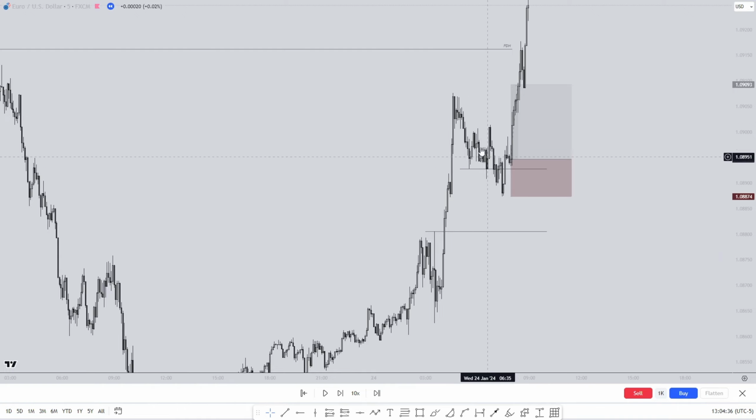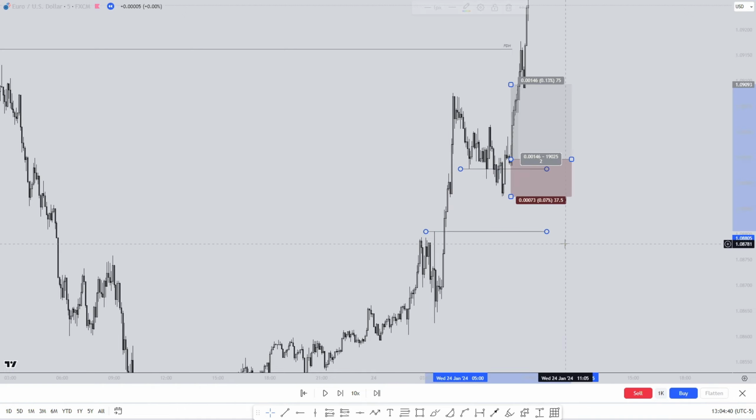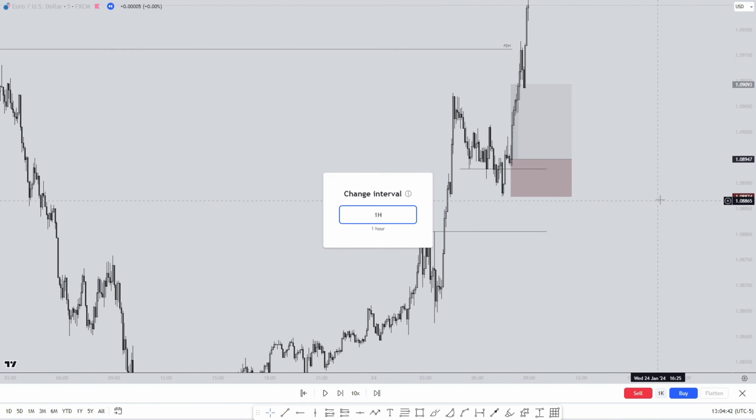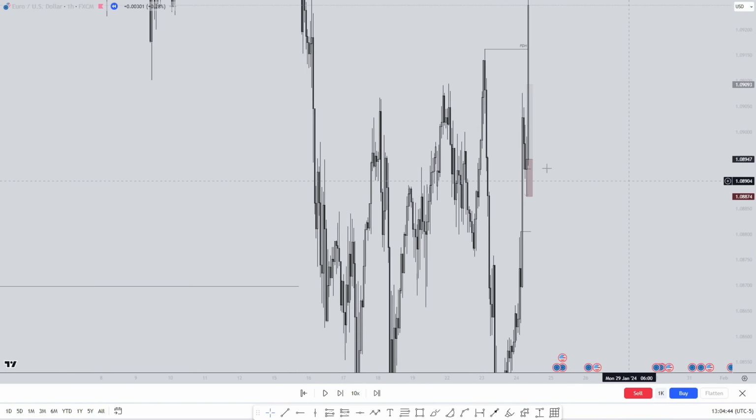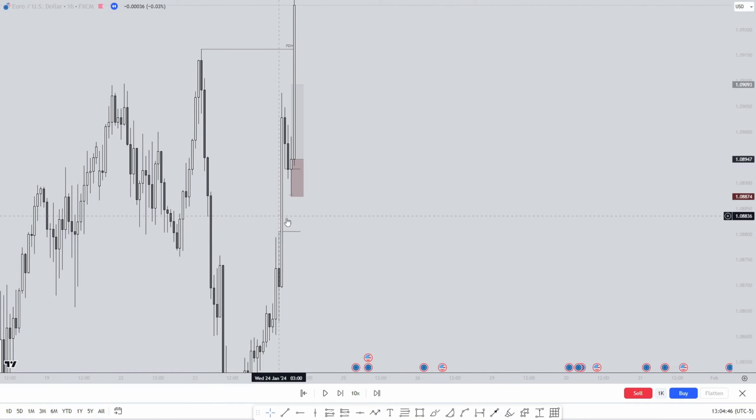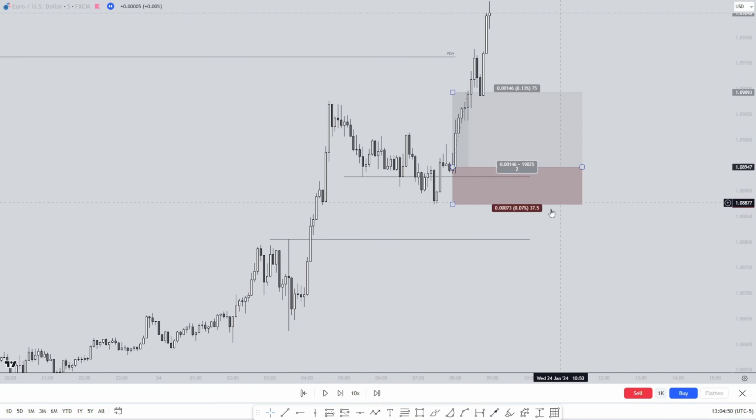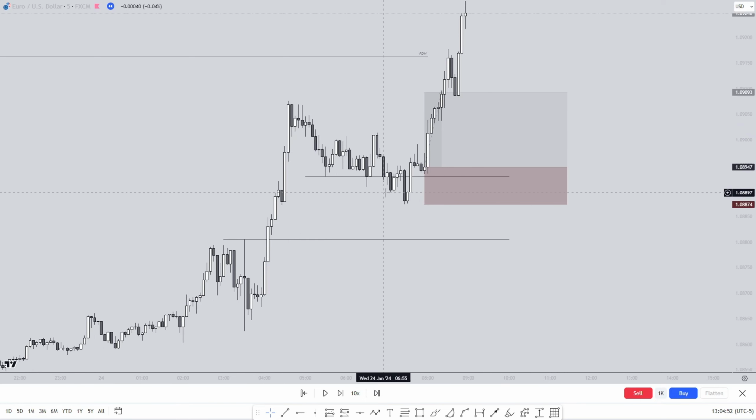Then it retraced into this 1 hour fair value gap. So if you go into the 1 hour chart, you can clearly see that. Okay, let me go into it. Here it is, this is that 1 hour fair value gap. Back to the 5-minute chart, you can see we have this market structure shift, and I enter right here.